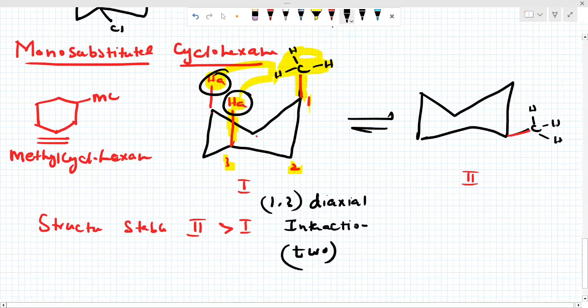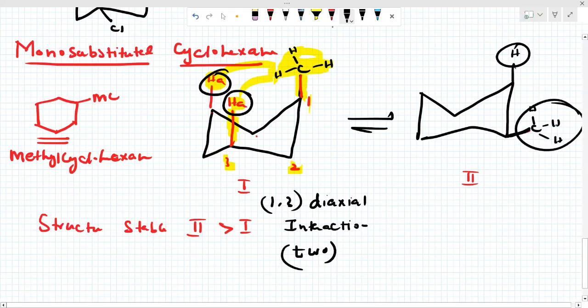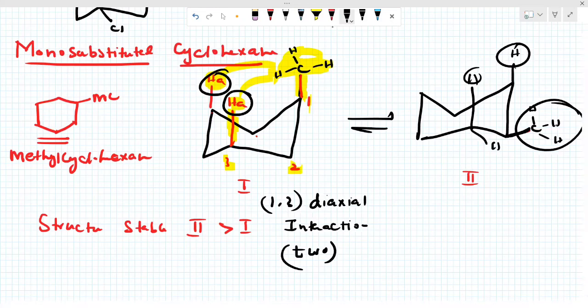Now see, in this case, this is the equatorial bond. Now I put hydrogen here. This one is above the plane, this is below the plane, so there is no interaction. Similarly, this hydrogen, there is no interaction. Whenever the methyl group is in the equatorial position, there is no 1,3 diaxial interaction.